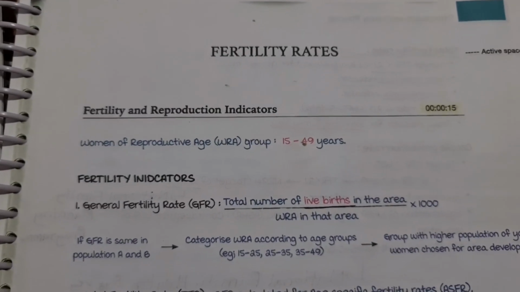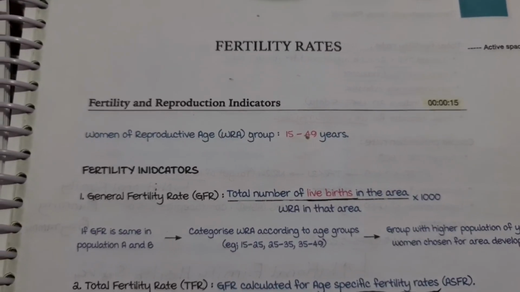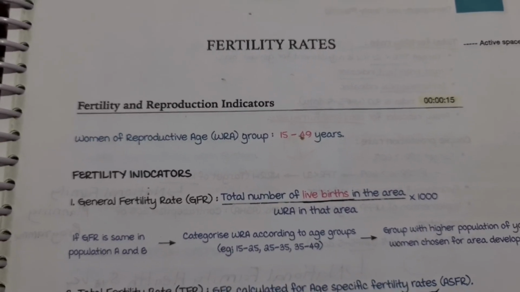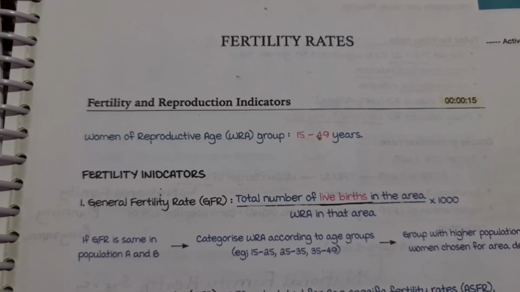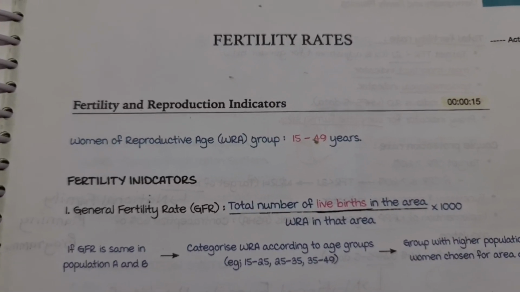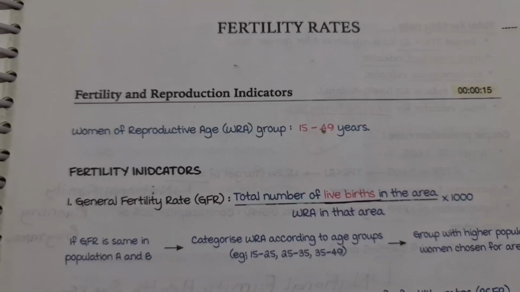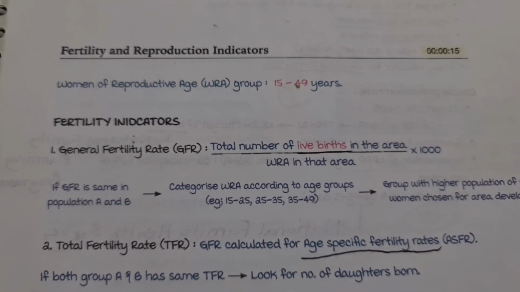Right now we are going to talk about the third video, the fertility rates. First point is the fertility and the reproduction indicator. In that, they have given the women of a reproductive age group, in short form WRA. It includes the women having 15 to 49 years of age. So the first fertility indicator is the general fertility rate.